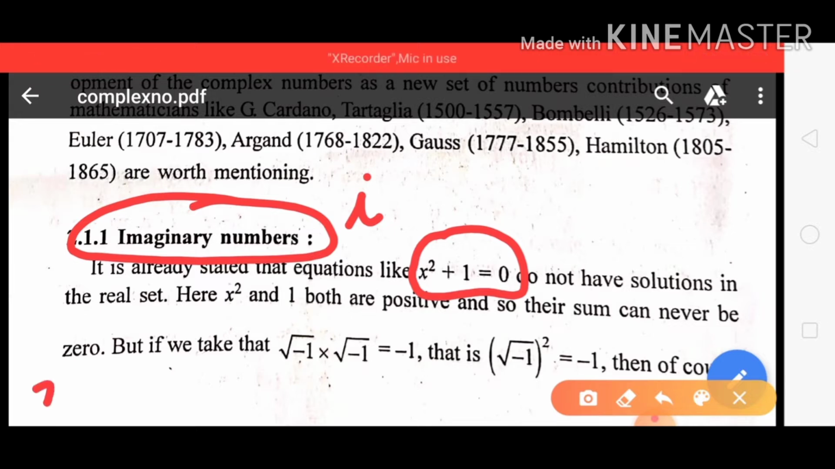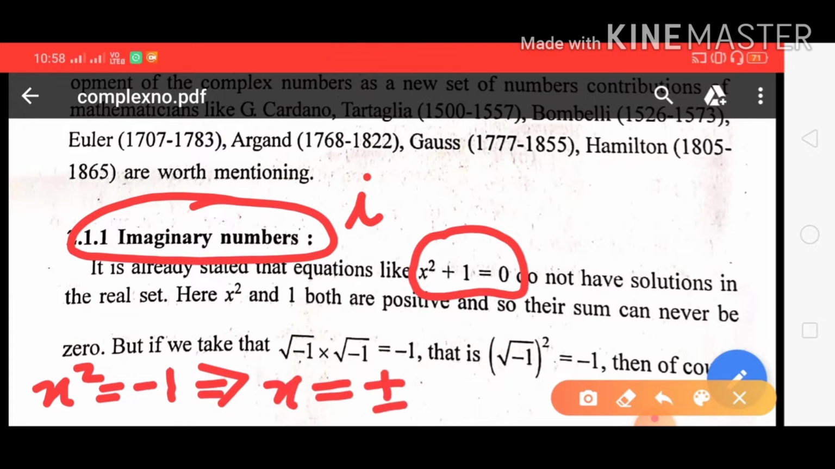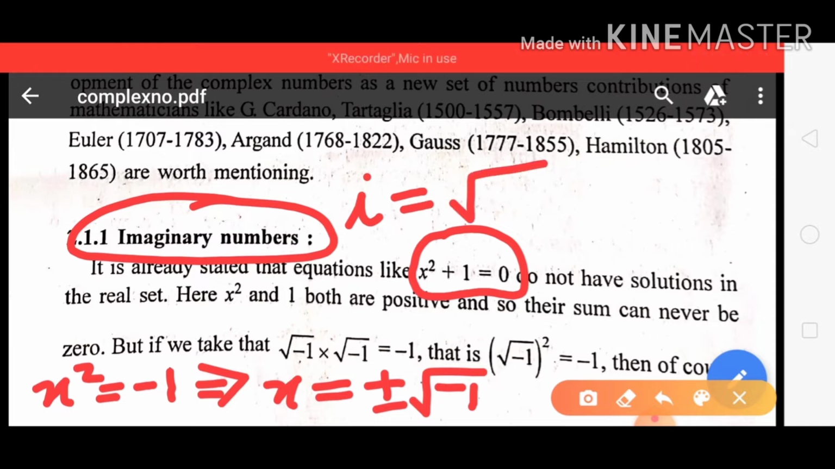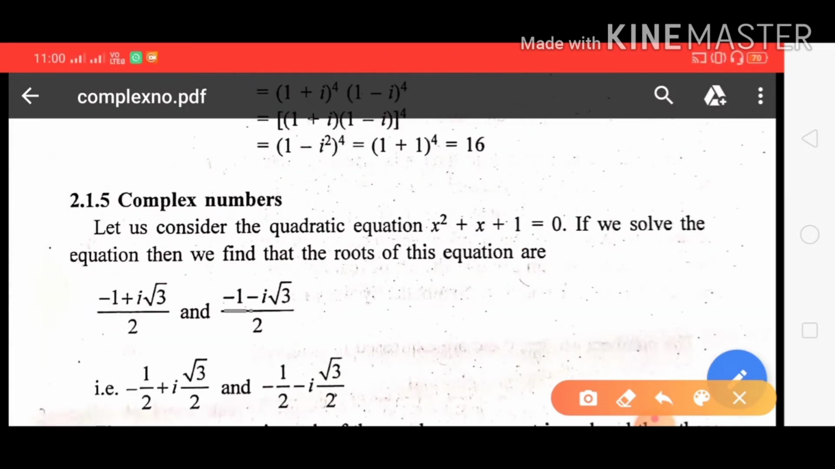We know how to solve this one. x square is equal to minus 1, and then we have x equal to plus or minus root over of minus 1. This i is equal to root over of minus 1. As we have seen, solving x square plus 1 equal to 0, we had the imaginary number as its roots.